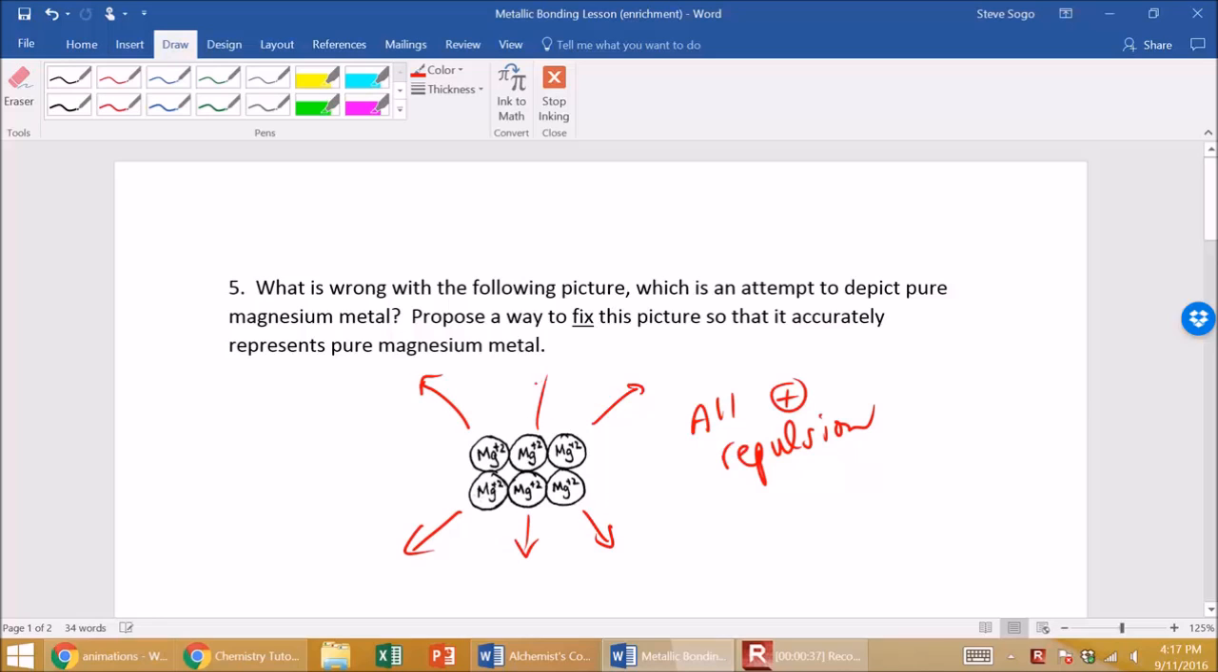And this is not any way you could have a piece of magnesium metal, a solid piece of magnesium metal, which you saw in your lab. So we need a way of gluing these together.